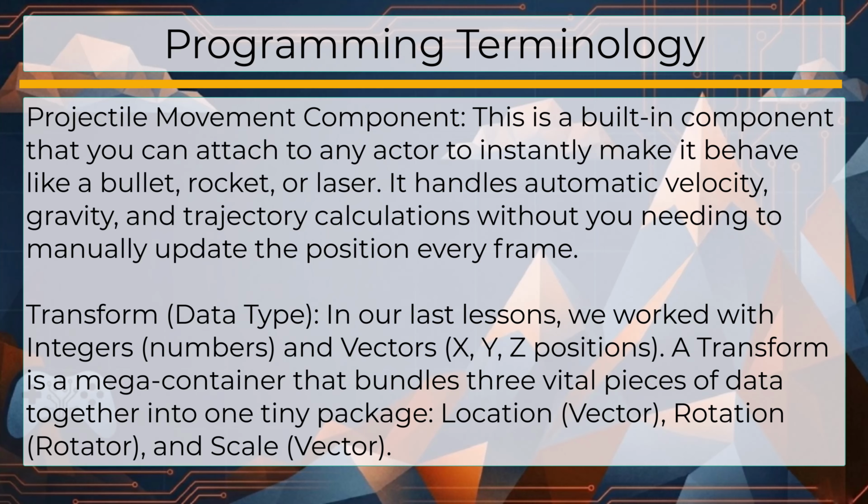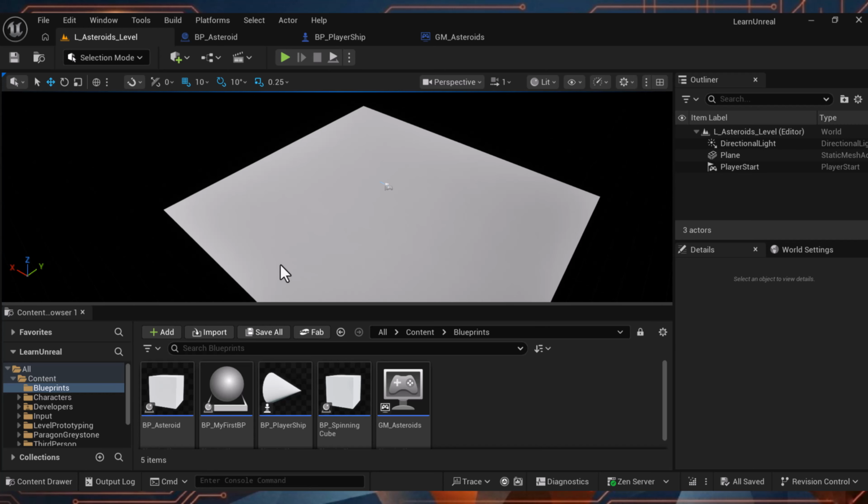And then we have the transform data type. So in our last lessons, we worked with integers, numbers, and vectors, the X, Y, and Z position. A transform is sort of a mega container that bundles three vital pieces of data together into one tiny package: the location vector, the rotation rotator, and a scale vector. So whenever you spawn an object, Unreal demands a full transform so it knows exactly where it sits, which way it faces, and how big it is. Alright, let's jump into Unreal.